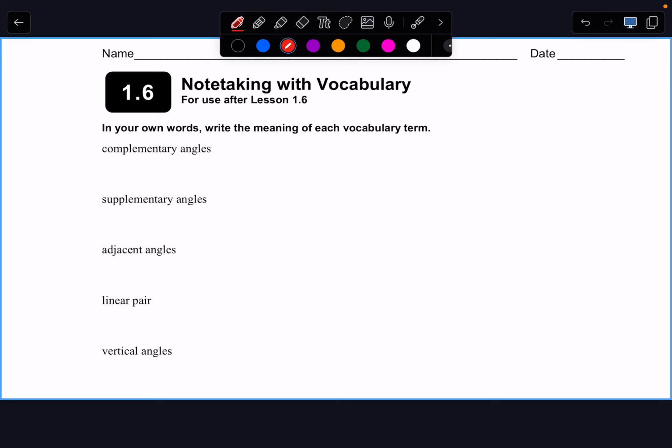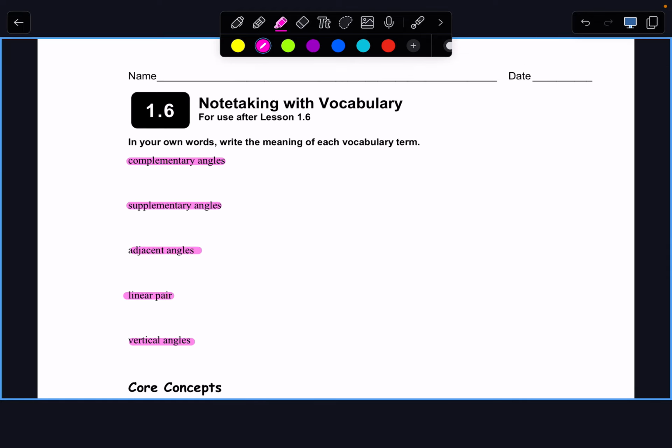What I would like you to do is, at your table, see if you can come up with what it means to be complementary, supplementary, adjacent, linear pair, vertical angles. Just talk, don't write anything down. See if you can come up with those words. Ready, set, go.